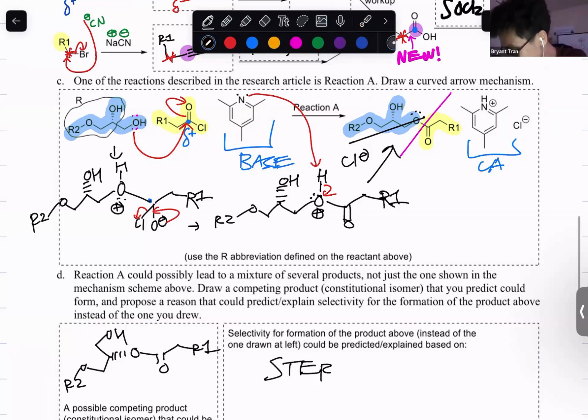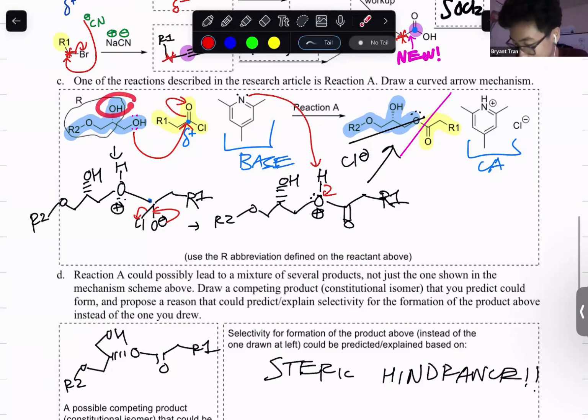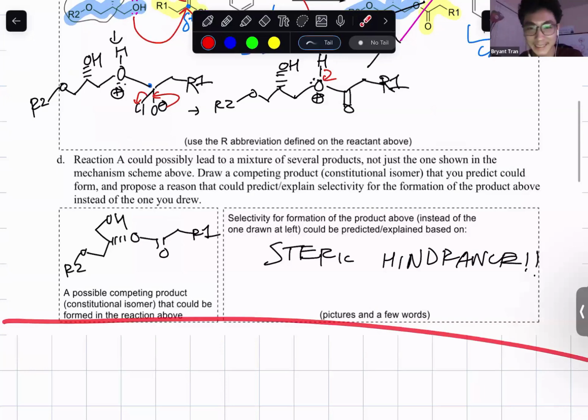Steric hindrance. So that's my guess, but we'll check the key when she releases it on Thursday. Steric hindrance, right? Because it's so crowded here, right? There are so many groups floating around like that. Okay, gotcha. We'll see on Thursday.